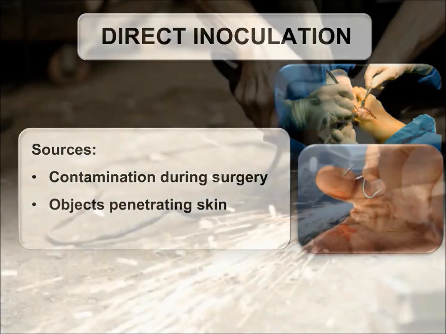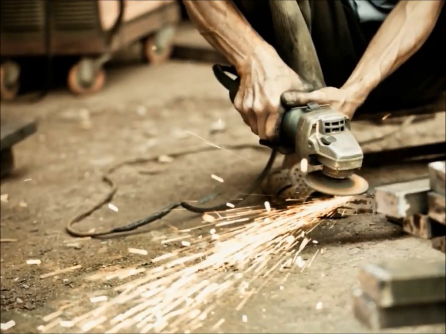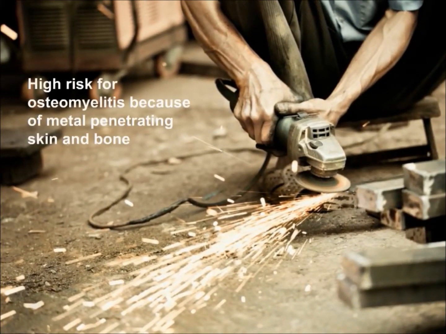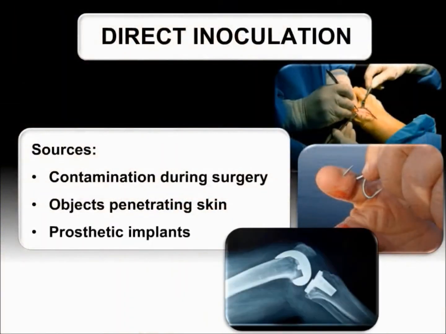For example, a machine shop operator who sustains a penetrating arm injury is at high risk for developing osteomyelitis through direct inoculation because of the metal penetrating the skin and bone. Hardware or prosthetic implants can also contribute to the development of a direct inoculation infection.